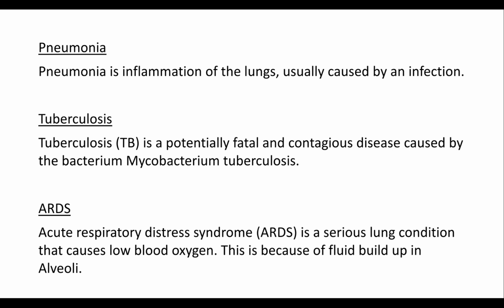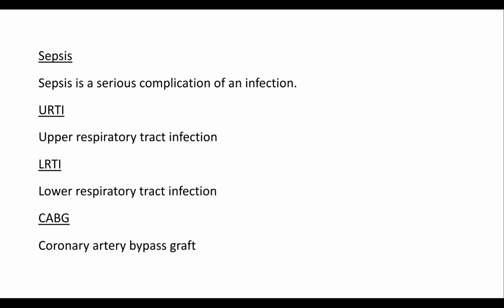Pneumonia. Pneumonia is inflammation of the lungs, usually caused by an infection. Tuberculosis. Tuberculosis, TB, is a potentially fatal and contagious disease caused by the bacterium Mycobacterium tuberculosis. ARDS. Acute respiratory distress syndrome, ARDS, is a serious lung condition that causes low blood oxygen. This is because of fluid buildup in alveoli. Sepsis. Sepsis is a serious complication of an infection.